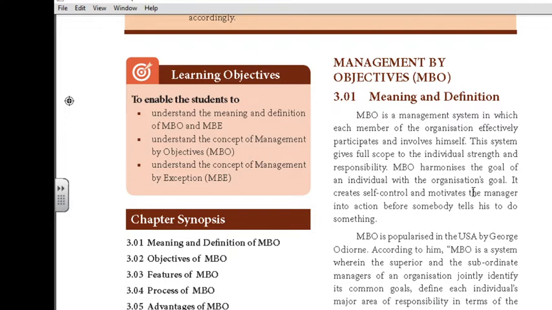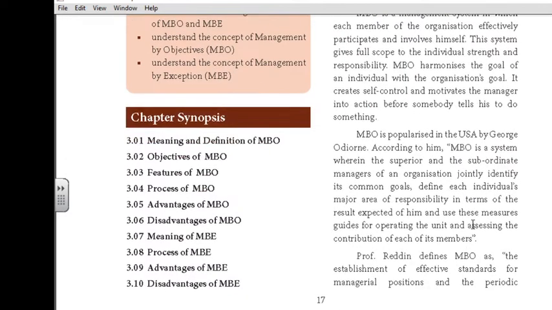So it creates self control and motivates a manager into action before somebody tells us to do something. It was popularized in the USA. This is a 1-mark question: by George Odiorne, according to him, it is a system wherein superior and subordinate managers manage the organization. As I said earlier, it's a group process from the higher level authority to the lower level, from the superior to the subordinates. Why? To identify the common goal, the individual's major area of responsibility, the results expected of him, and use these measures. This is said by George.